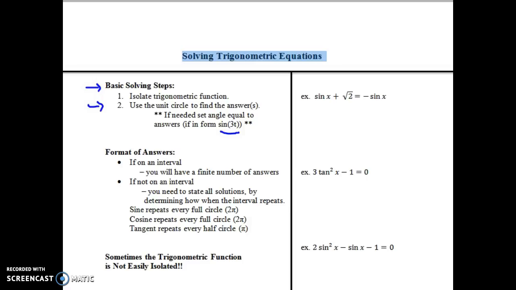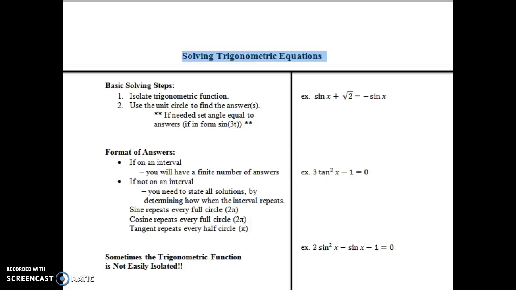Now there's two ways you can write your answers. The first is if it's on an interval, you have a finite number of answers. So for example, if this is your interval, all your answers would be between 0 and 2 pi. Now, if it was a question of should I use 0 or 2 pi, you need to look at the closed brackets. This closed bracket indicates that you would use 2 pi and not 0. So the answer in this location would be referred to as 2 pi.